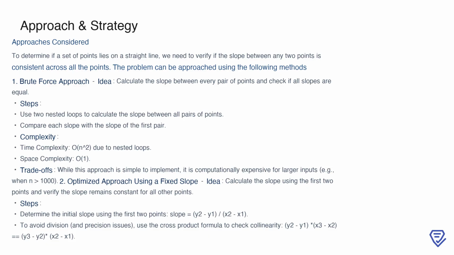A more efficient alternative is the optimized approach using a fixed slope. In this method, we calculate the slope using just the first 2 points and then verify that this slope remains constant for all other points.